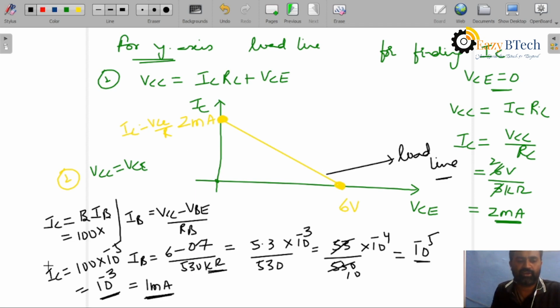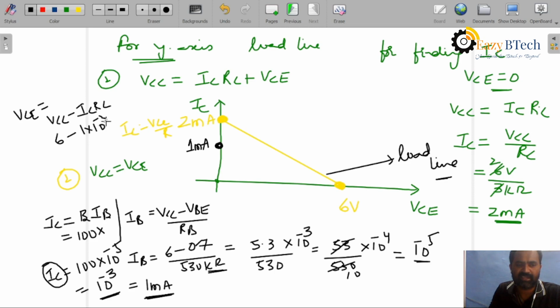Okay. Now you have got the value of ICQ. ICQ value is, we are getting here, this is 1 milliampere. And another value we can get, that is VCE. From these expressions we will find the value of VCE. VCE is equal to VCC minus ICRC. Now VCC, how much? 6 minus IC. IC, how much? You are getting now 1 milli. 1 into 10 power minus 3 into RC.